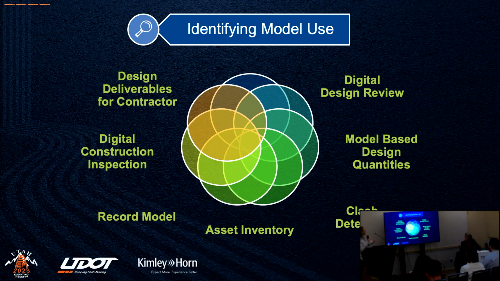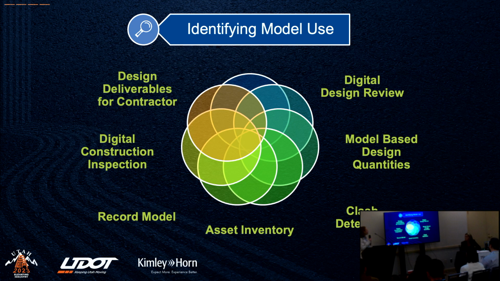So asset inventory, this is really that tracking of what are the item types required. We did decide that this was one that we wanted to require on all projects, even traditional. It's the only model use case that we did that for. And then record model, that goes into the digital as-built, only optional right now because there are still so many processes being worked on to see what that will look like.